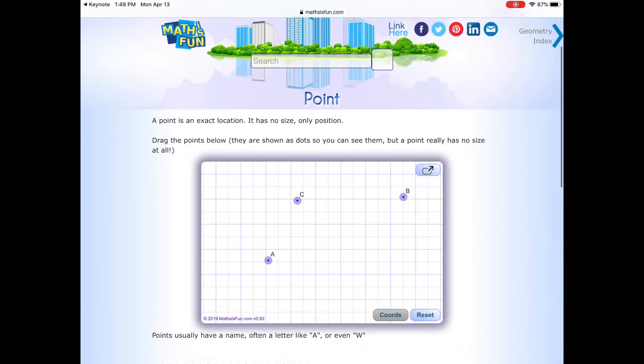Here we have 3 points. We can move them around, we can change their position, but right away you can see we have a problem because if a point has no size, these drawings have size.